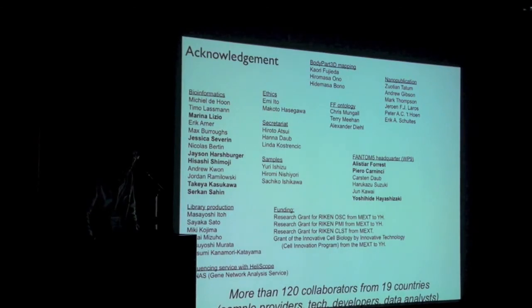This is our effort, and I'd like to acknowledge all these people. These are the reading people, and the Body Parts guys, and the FF ontology guys, and the non-publication guys. This mainly consists of computational scientists, but this project covered almost 1,000 samples, and to spot pretty rare cell types, we needed additional collaboration of sample providers and technology development. That's why, in the end, our consortium consists of over 100 people, which is beyond this room, I think.